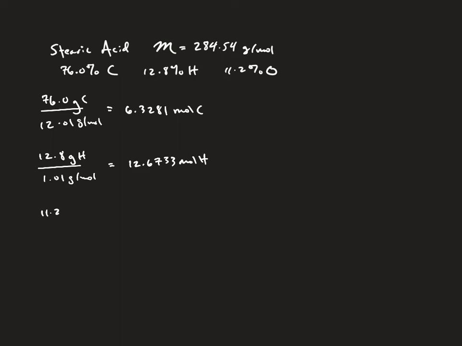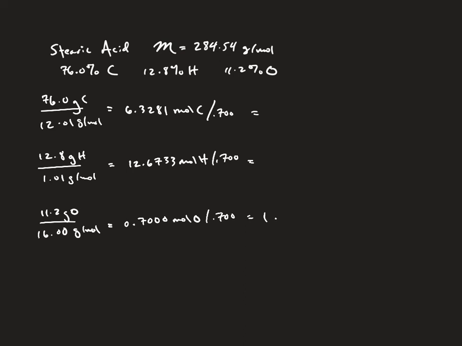and 11.2 grams of oxygen divided by 16. This one's going to be our smallest one. 0.7, pretty much right on the nose. So moles of oxygen. So we're going to divide them all by 0.700.